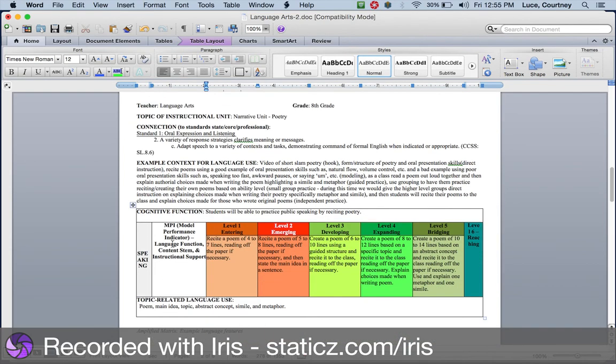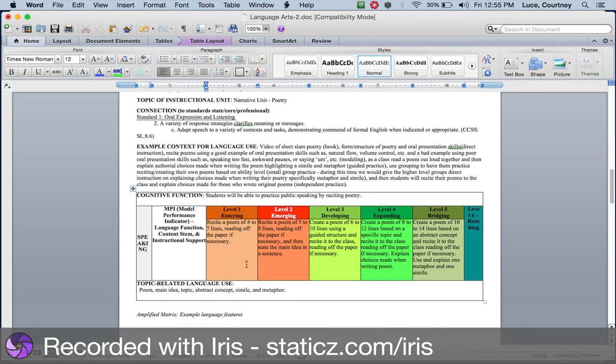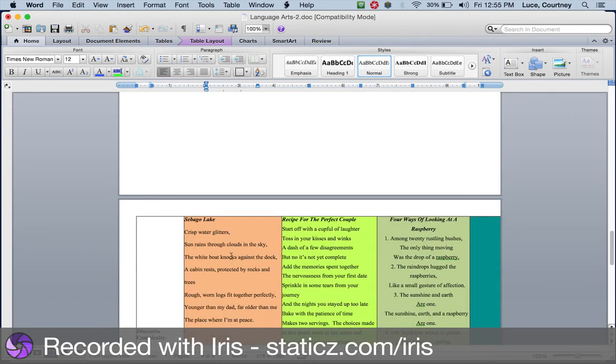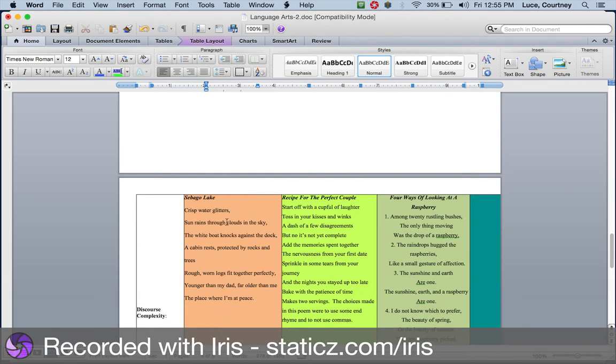So if you come down here, this one's a speaking one, and it's the same thing. Recite a poem of 4 to 7 lines, reading off the paper. So that memorized piece, that using memorized language to create something. And if you look at their levels 1 through 3, they have an example of a poem that's between 4 to 7 lines that uses that academic, or that uses the simile as they're practicing here.